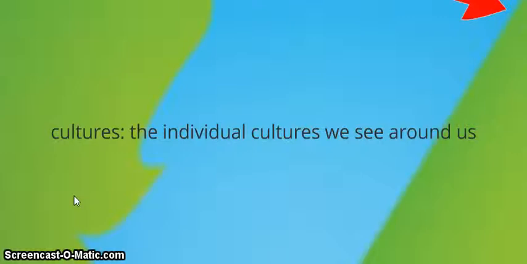But when we see the lowercase c culture, this is what we're talking about, differences between groups. So individual cultures, what's unique about these groups versus other groups. That's what we're going to be looking at in this course, all of these different groups that exist in our very dynamic society.